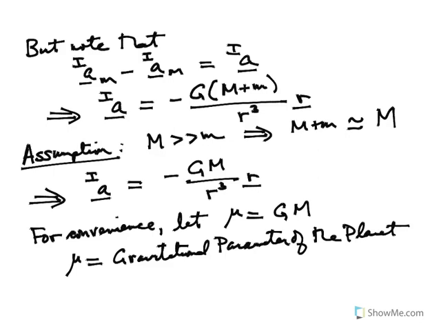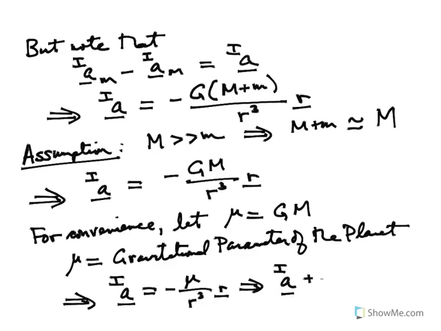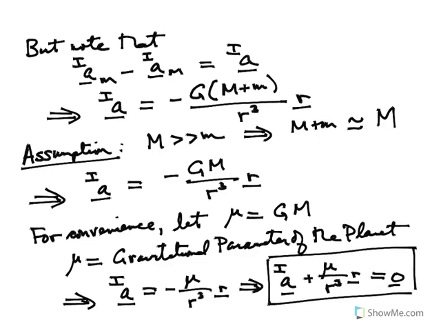So if we use mu instead of G times M, we get that the acceleration in I, well, take two steps here, is equal to minus mu over r cubed times r, which then tells us that the acceleration in I plus mu over r cubed times r is equal to 0. This last equation is what's called the two-body differential equation.